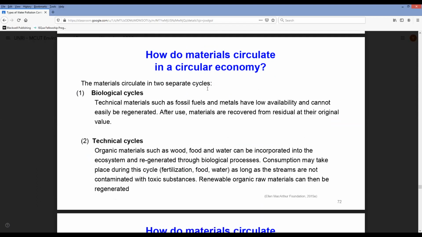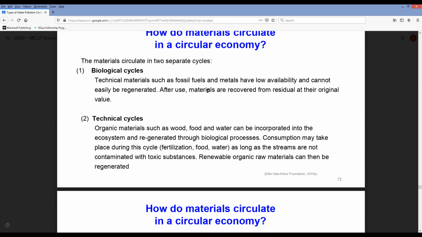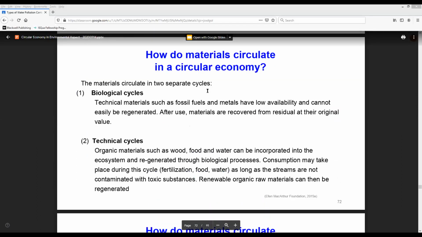So how do materials circulate in the circular economy? The first one is the biological cycle. The second one is called the technical cycle. Okay, next please.